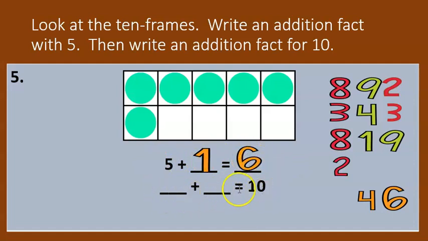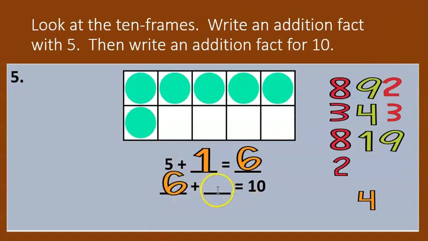We have to come now to this second addition equation and get the fact for 10. Now, to get this first number, we have to count up the green circles again. Let's count them. 1, 2, 3, 4, 5, 6. So what number goes up here? 6. So let's put 6 up here.